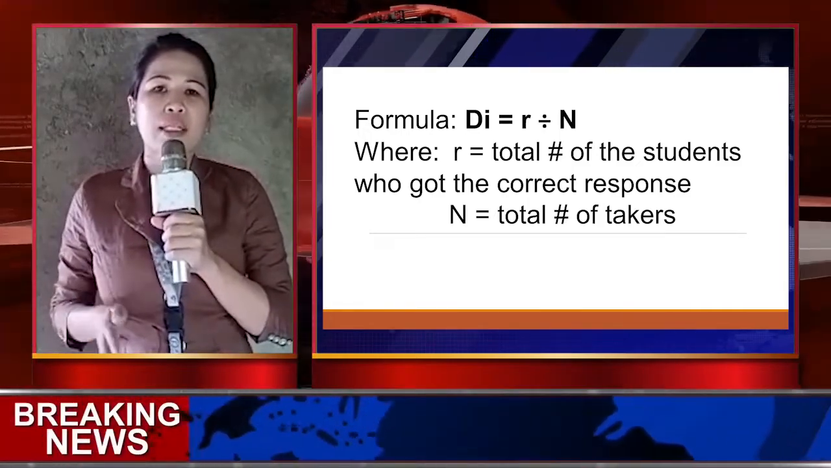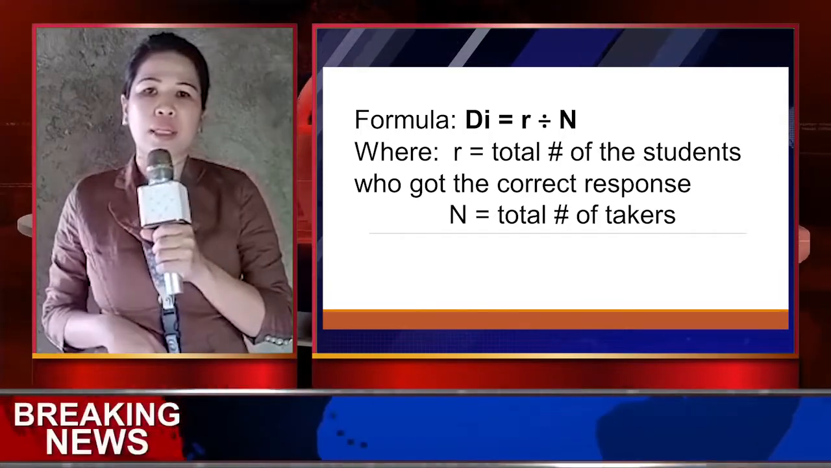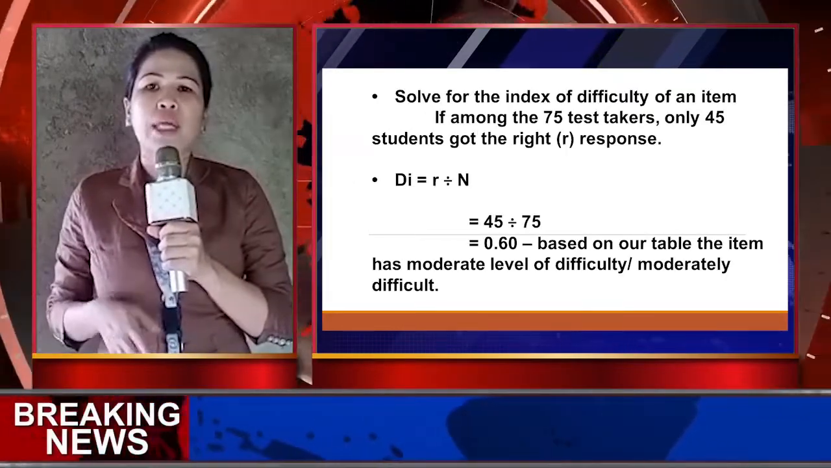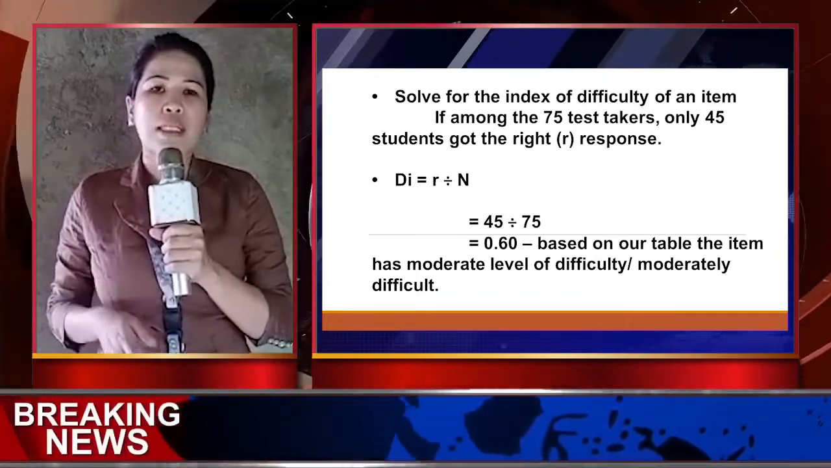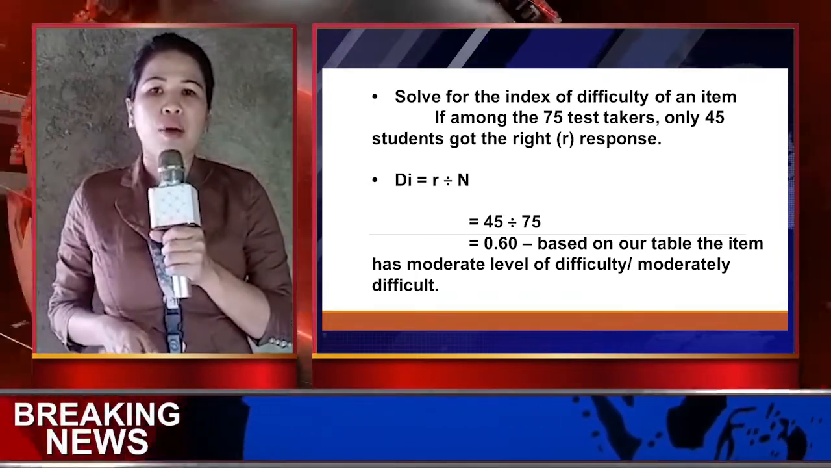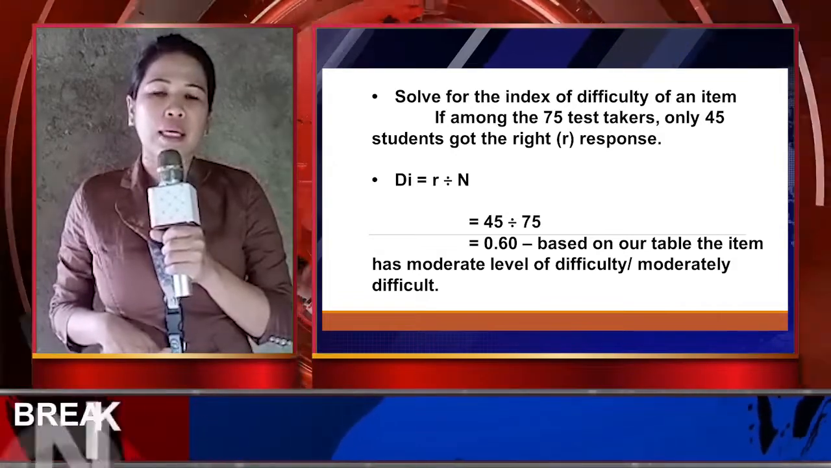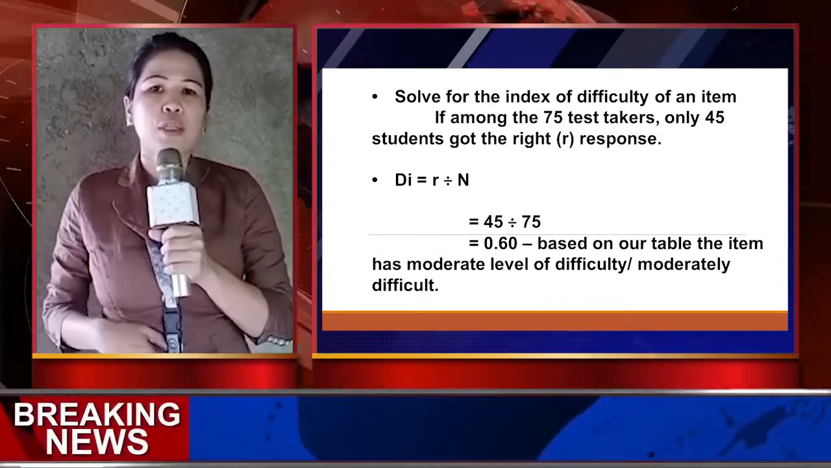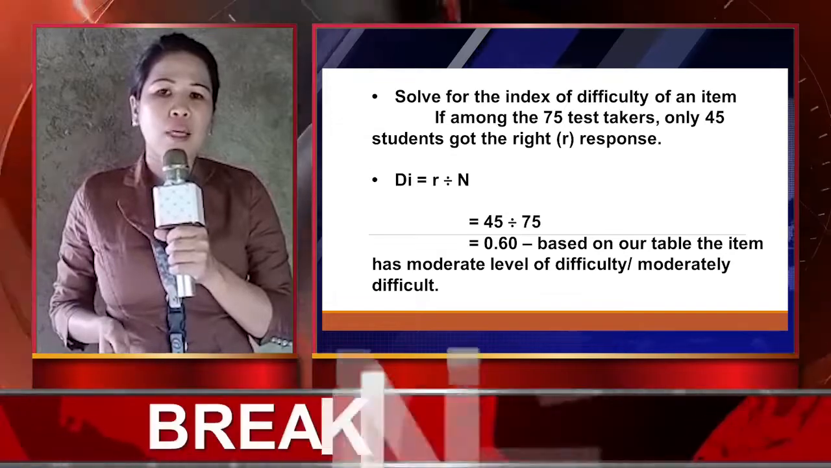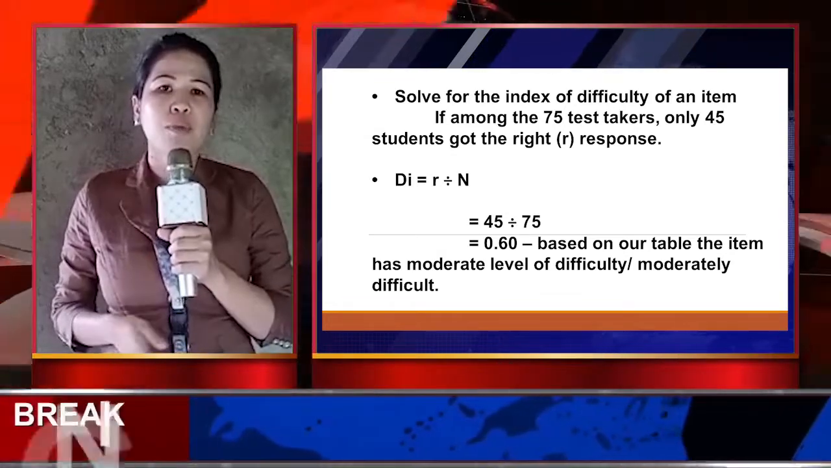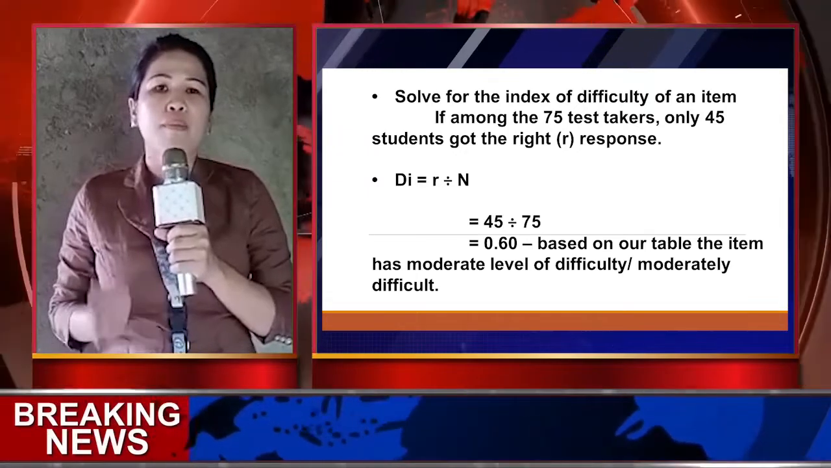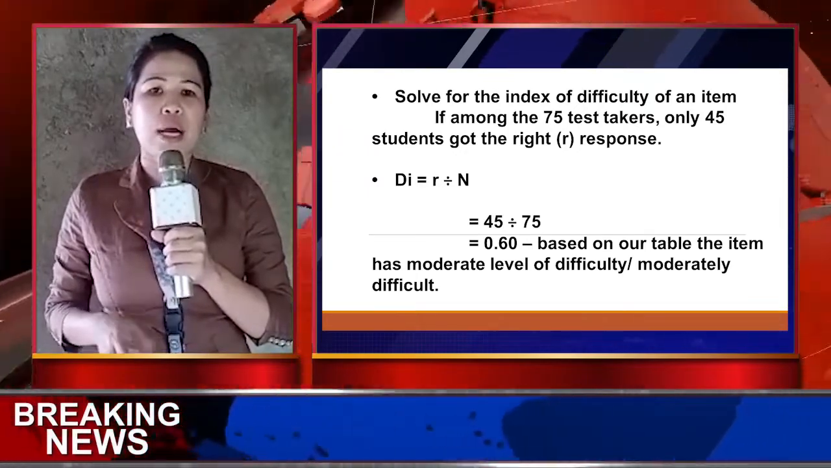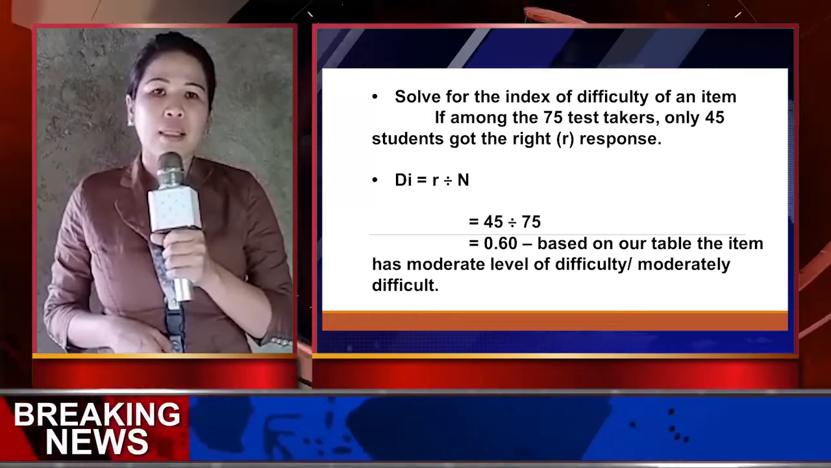I have here an example, so let's take a look. For the difficulty index of this item, if among the 75 test takers, only 45 got the right response, using the formula DI equals R divided by N, what will be the answer? The answer will be 0.60 and it is considered moderately difficult.